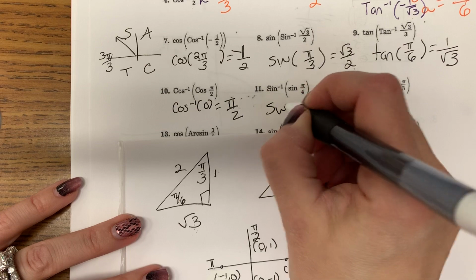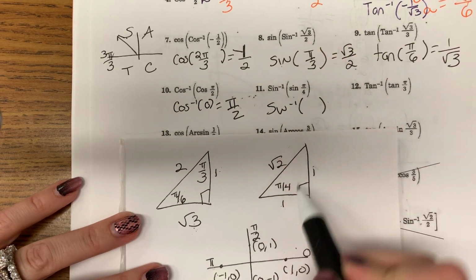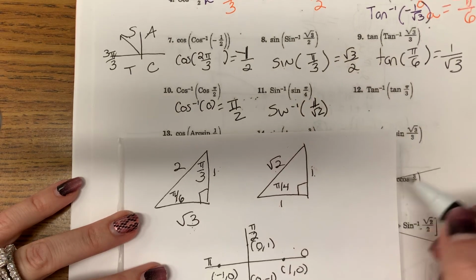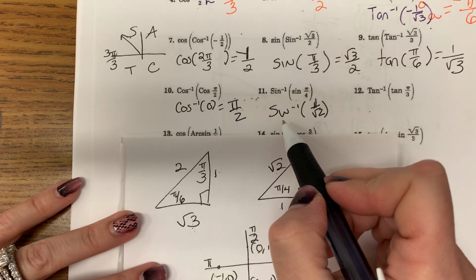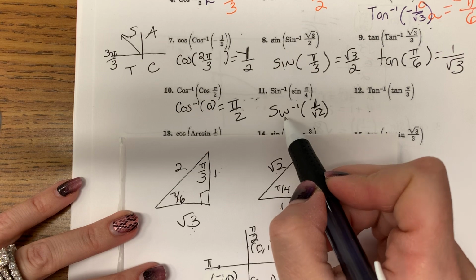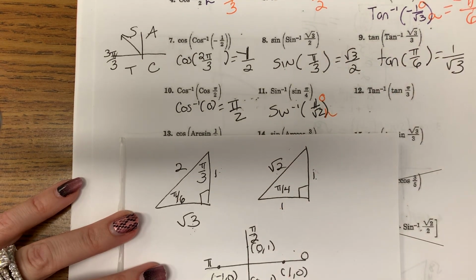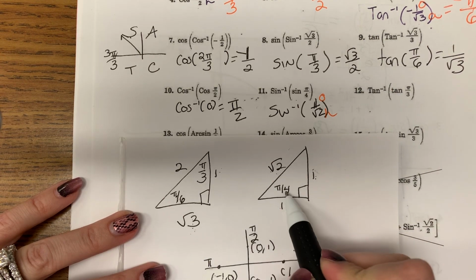So this is sine inverse. So sine of pi over 4 is 1 over root 2. What angle, so now this part's for the inverse, what angle gives me an opposite over hypotenuse of 1 over root 2? It's pi over 4.